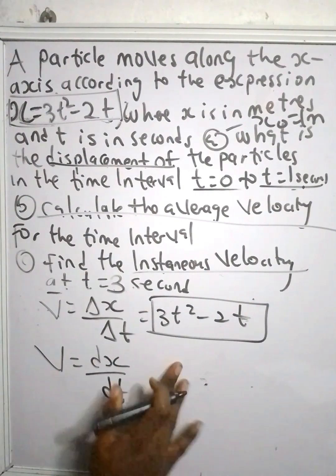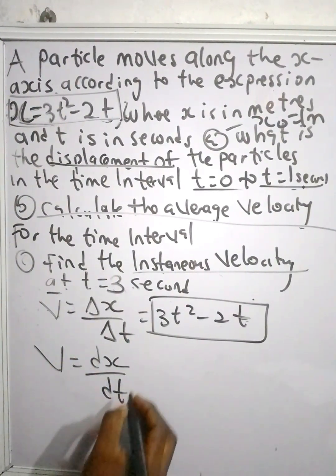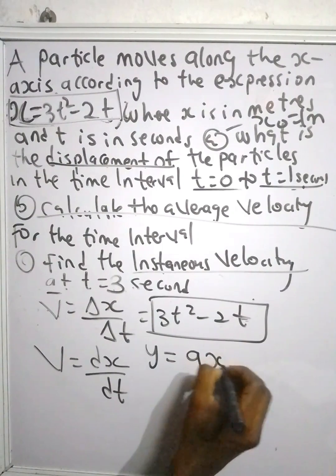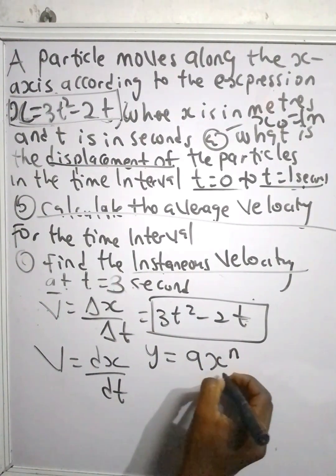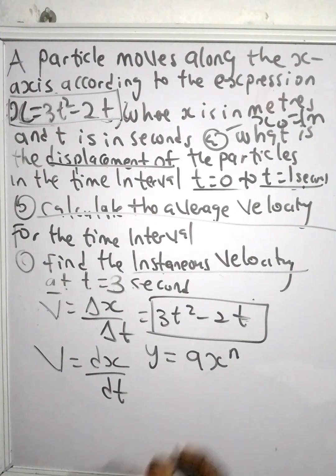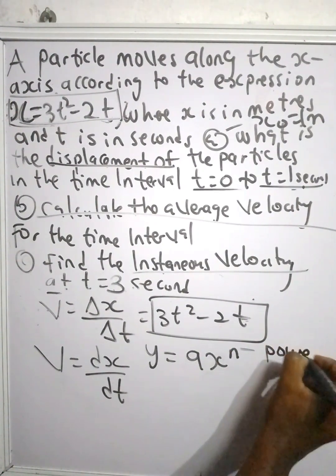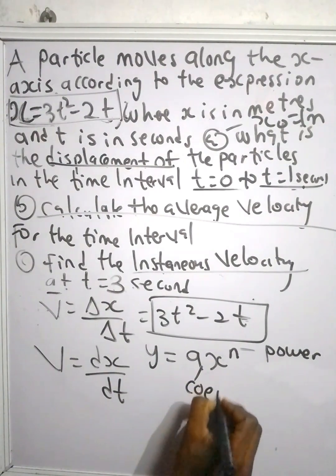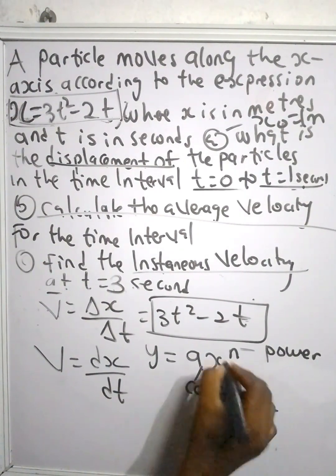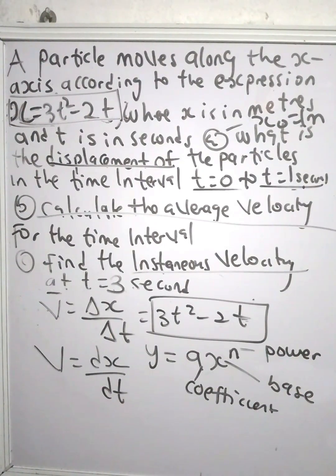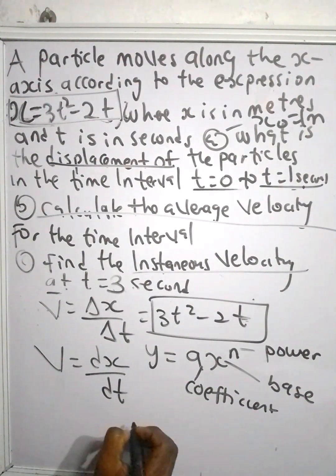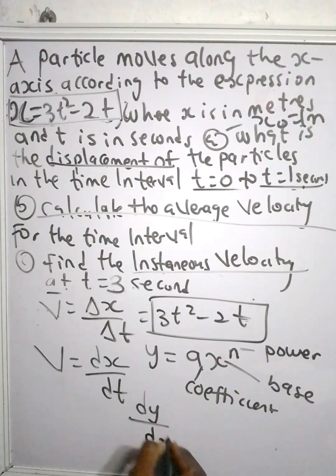Now, the general law in calculus: if I have y equals a s raised to the power n, this n is called the power, this a is called the coefficient, and this s is called the base. If I want to differentiate it with respect to s, I write dy over ds. This is the normal formula that I use.